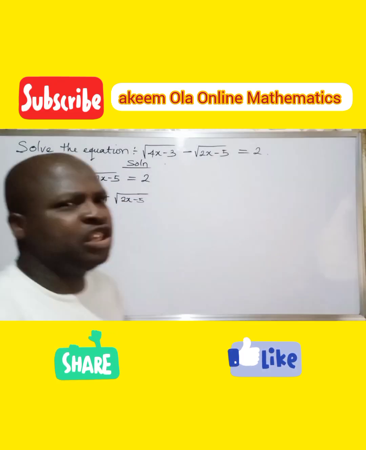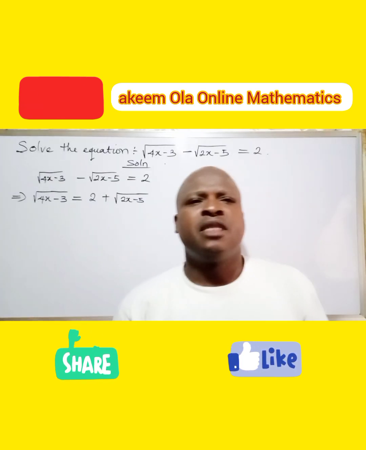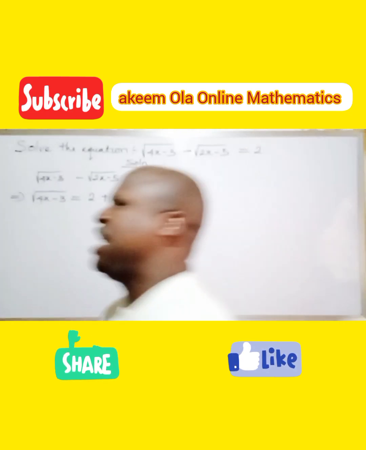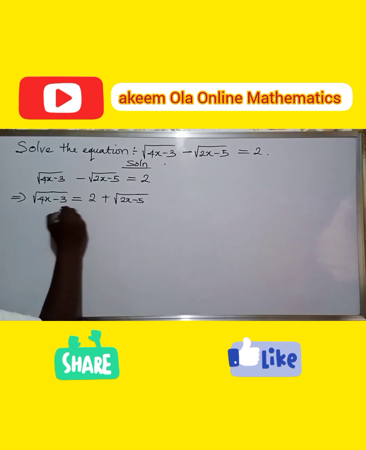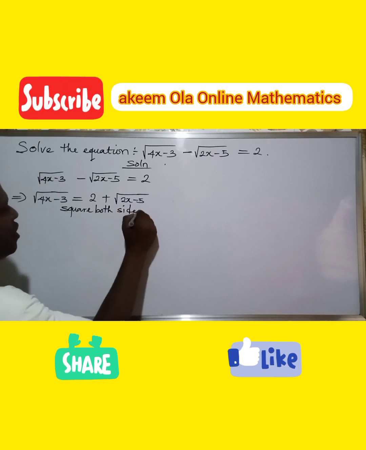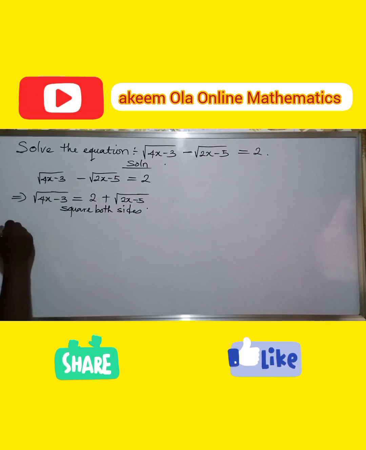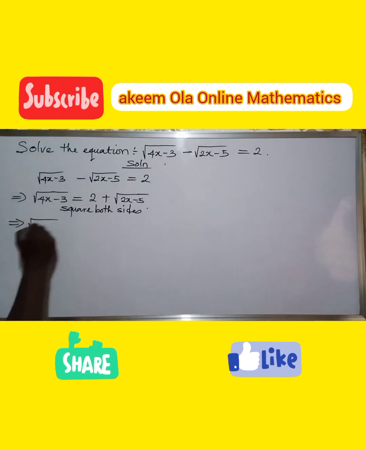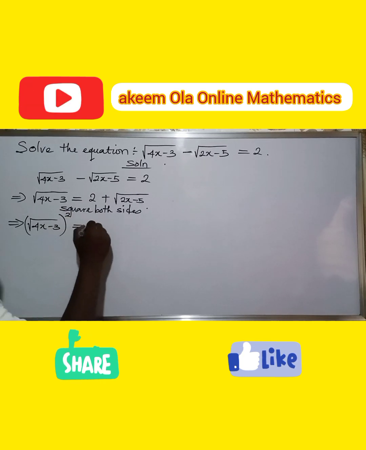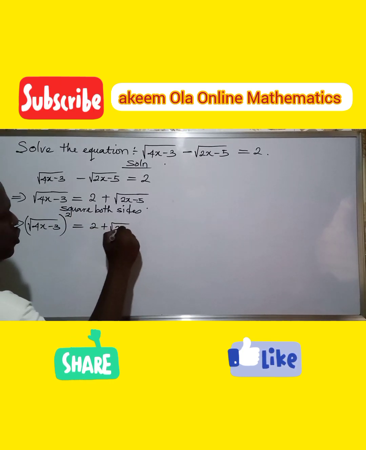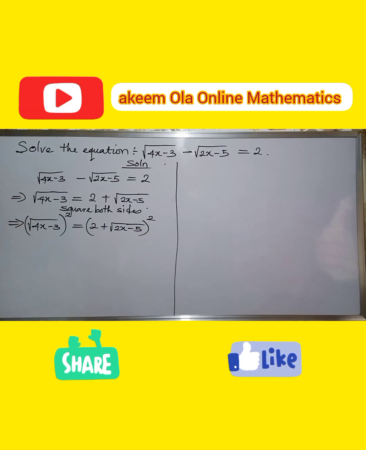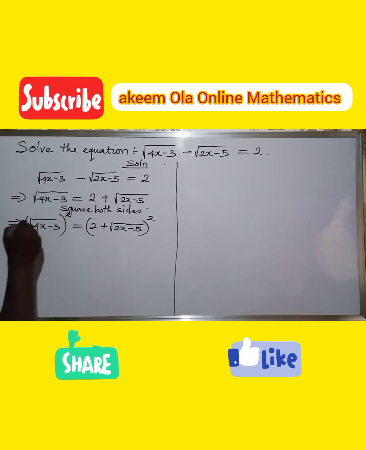The next thing I should be thinking of is how to remove the square root sign. And for me to remove the square root sign, I need to square both sides. So I will write there, square both sides. By squaring both sides, we are going to have something of this nature. Root 4x minus 3, I am going to have square here, is now equal to 2 plus root 2x minus 5. Then I am going to square this side too. If I square both sides now, the square here will remove the square root.